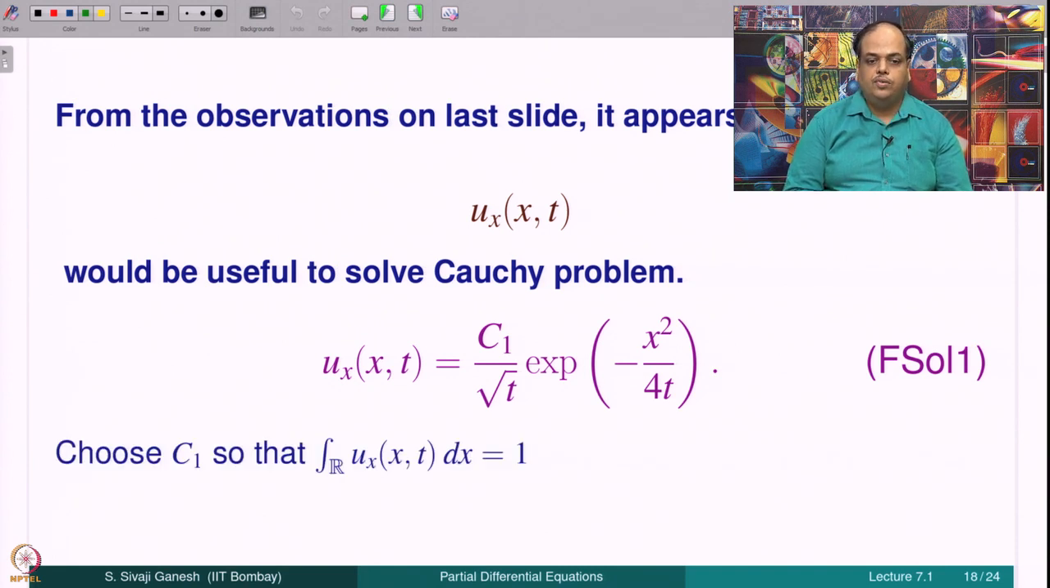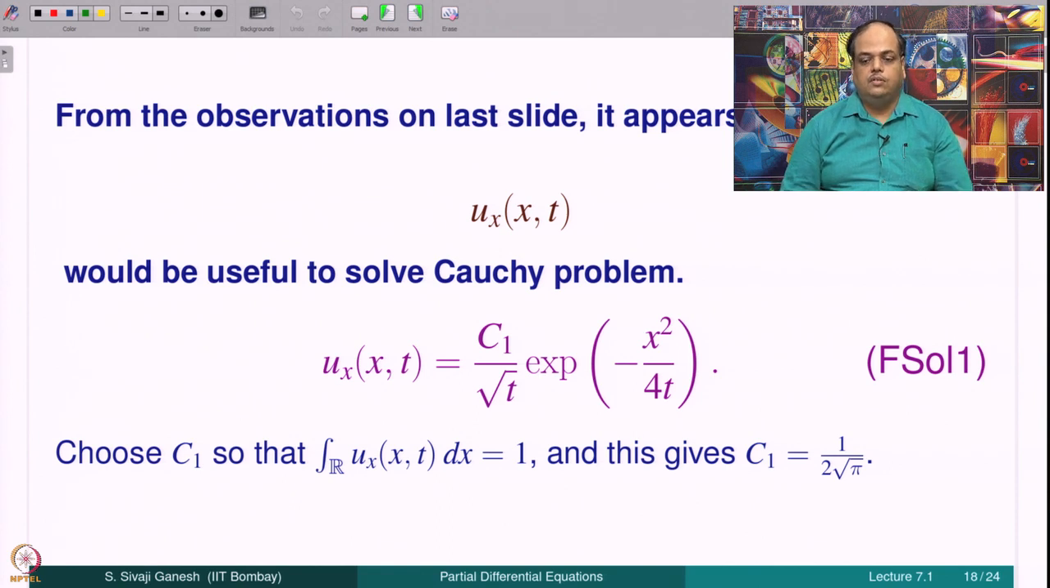So, choose c_1 so that this integral is 1, that will give us c_1 to be 1 by 2 root pi. So, therefore, u_x(x,t) is 1 by 2 root pi t into exponential minus x square by 4t. This is going to play a crucial role in the solution of the Cauchy problem for homogeneous heat equation.